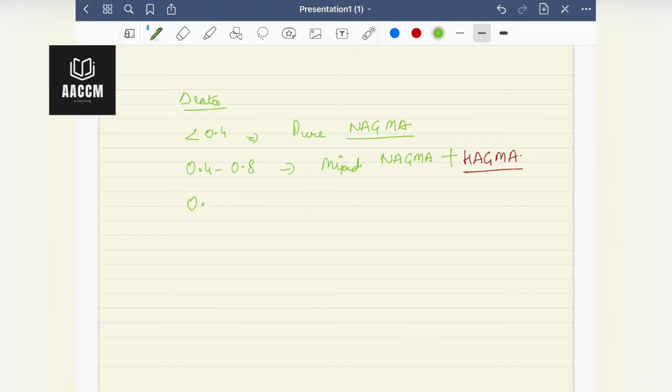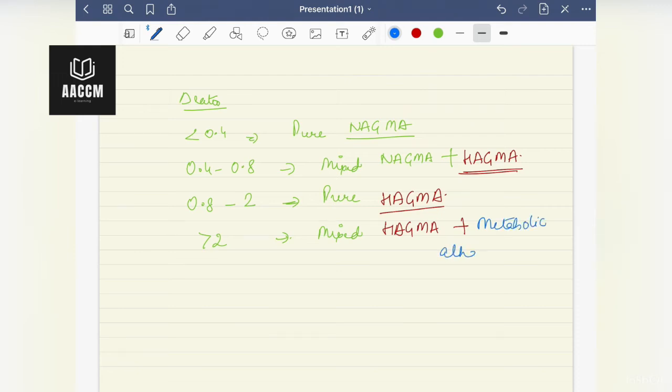If the delta ratio is between 0.8 to 2, there is pure high anion gap metabolic acidosis. And if the delta ratio is greater than 2, there is mixed high anion gap metabolic acidosis plus metabolic alkalosis. Relax, guys, we'll be taking it one by one.